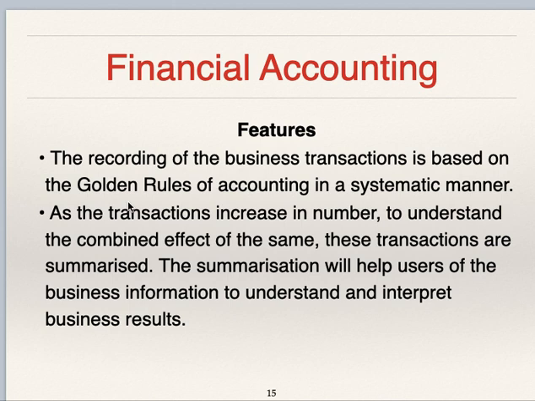For personal account, debit the receiver, credit the giver. For real account, debit what comes in, credit what goes out. And for nominal account, debit all expenses and losses and credit all incomes and gains.